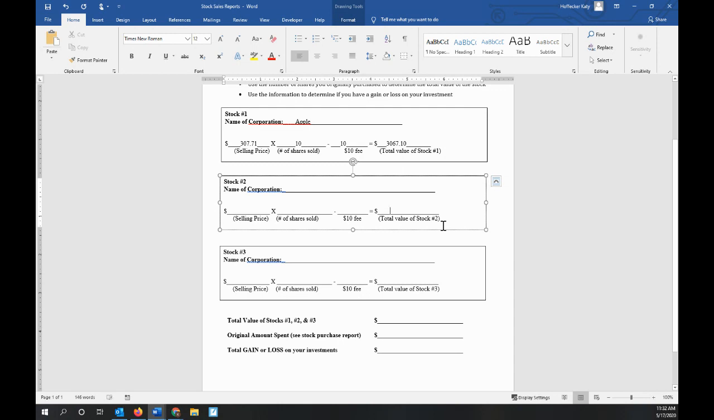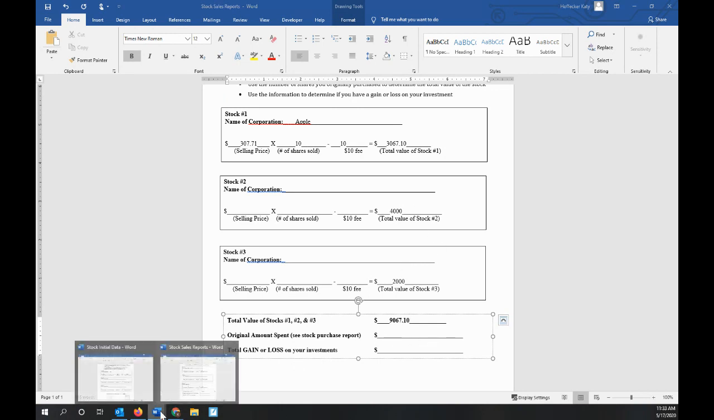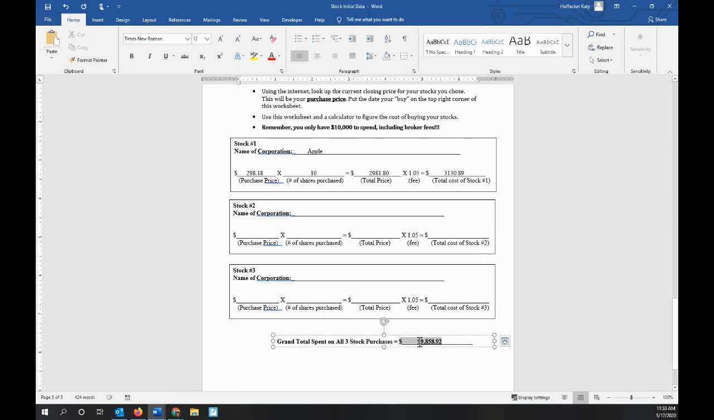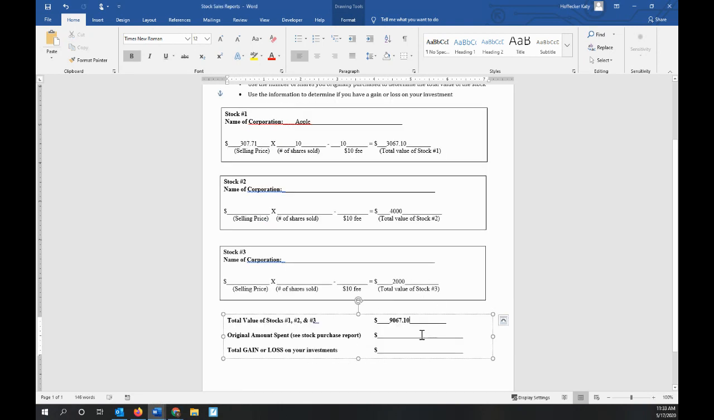Now let's say that I get back $4,000 from my second stock and maybe $2,000 from my third. And so I'm going to add these up, and I'm going to get back $9,067.10. Again, you need to find the actual ones for your other 2 stocks. I only did the 1, so I'm making up the values for 2 and 3. The original amount spent is going to come from my purchase report. So I had $9,858.92, and I'm going to put that here.